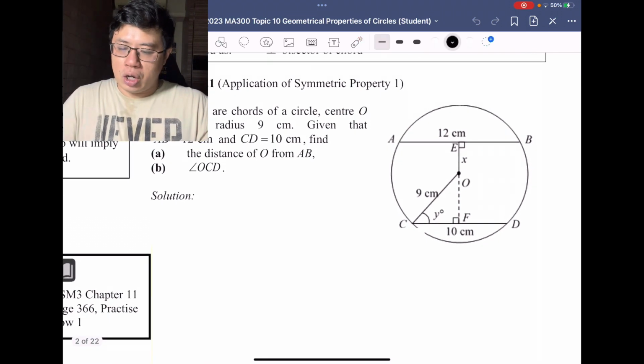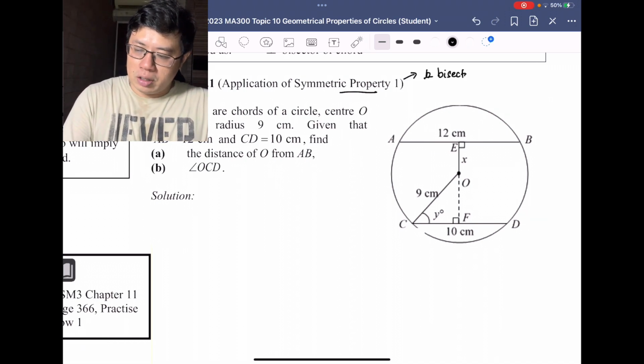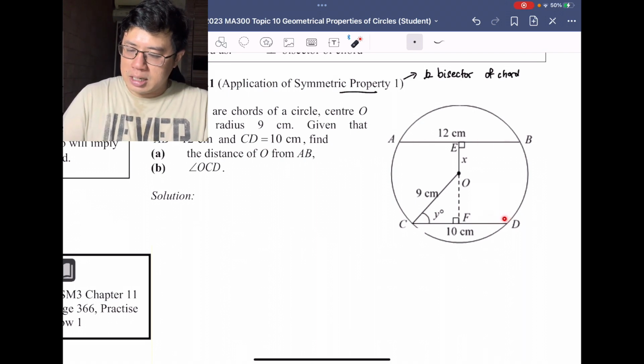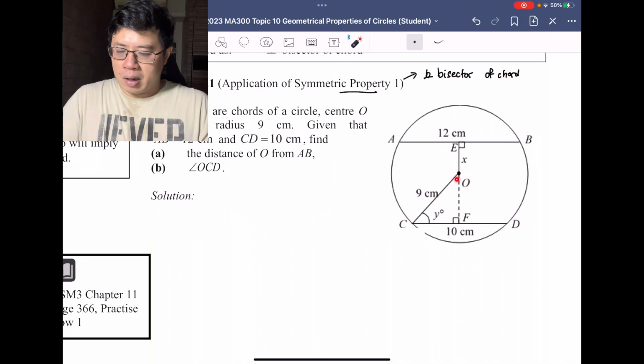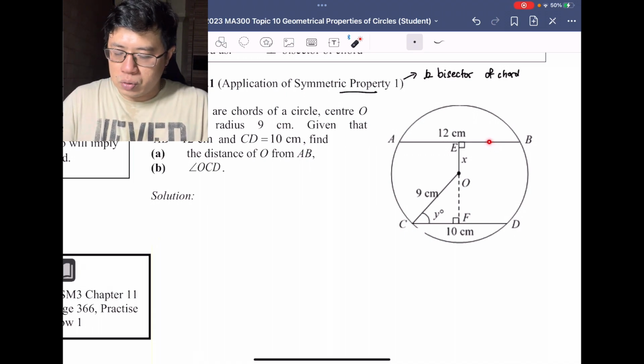So the application of symmetric property 1, which is basically the perpendicular bisector of a chord. We have AB and CD to be the chords of a circle, where center O has radius 9 cm. Given that AB is equal to 12 and CD is equal to 10, we want to find the distance of O from AB.